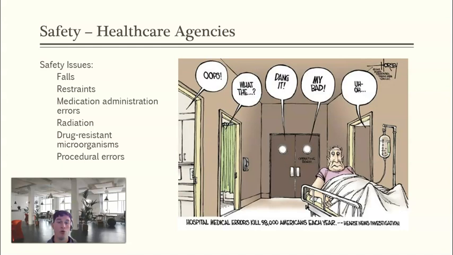Drug-resistant microorganisms, obviously hospital-acquired infections, especially when they become drug-resistant microorganisms like MRSA and other variations there. There's a lot that we need to do to prevent and make sure we're using techniques to prevent people coming into the hospital and getting sicker because they acquired something facility acquired.